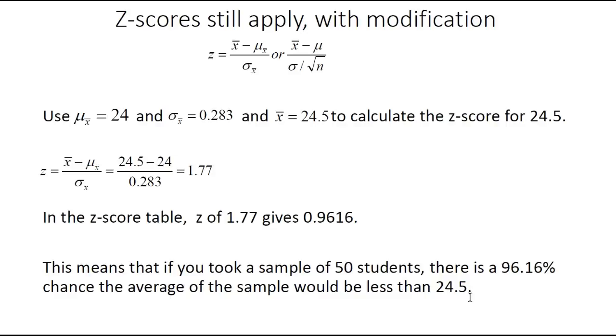Now, that is very different than if you took one student and have the likelihood of him being less than 24.5. Okay, very different, because here you're taking 50 and the average should come back to the population average. So very different meaning.